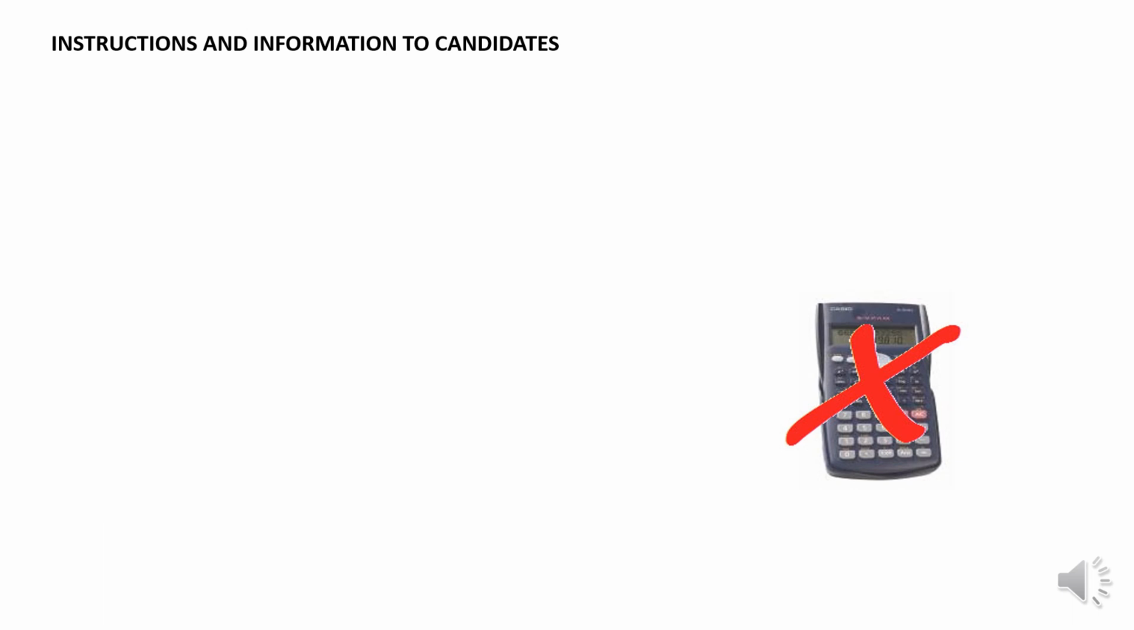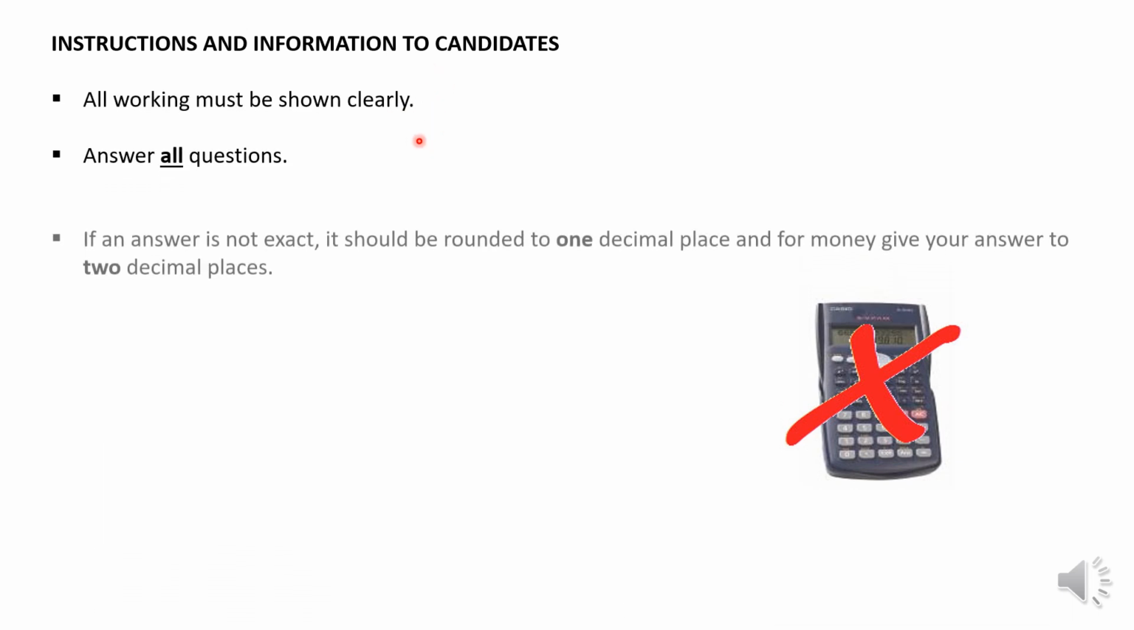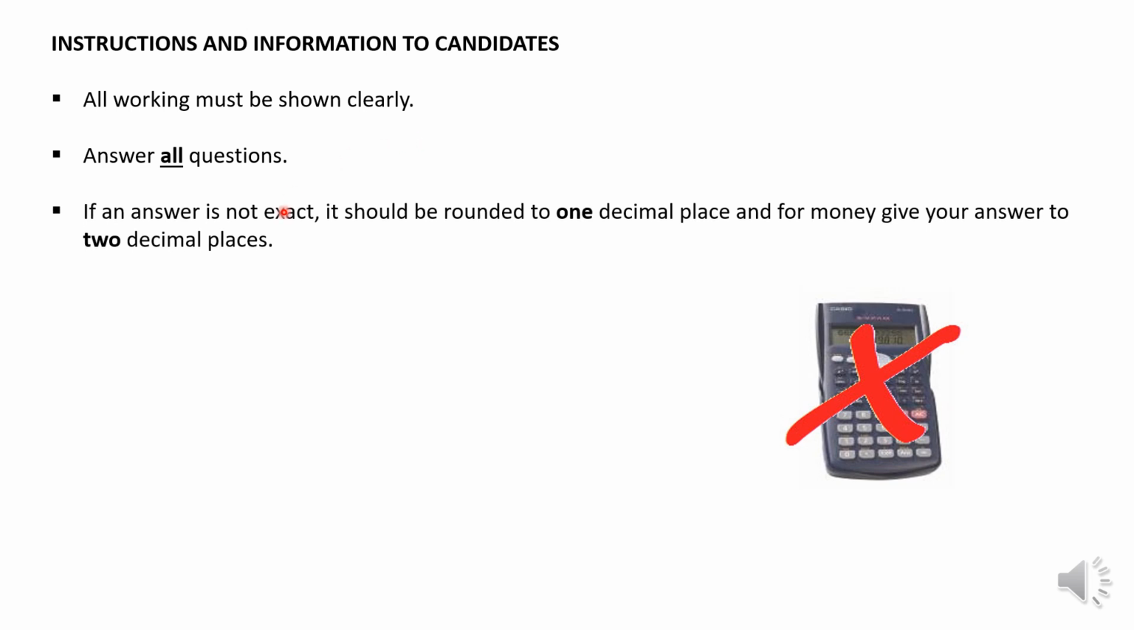So one of the important things before I start going through the question paper, I just want to highlight the instructions and the information that is really needed. The first thing is you are supposed to show all your workings very clearly, please, and then you answer all questions, and the degree of accuracy still remains the same. When an answer is not an exact answer, you give your answer to 1 decimal place. When it involves money calculations, you give to 2 decimal places. The most important one is you may not use a calculator for this paper.